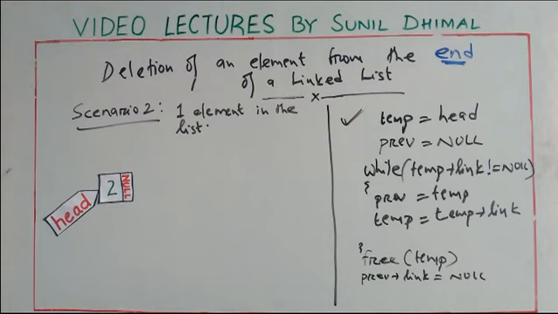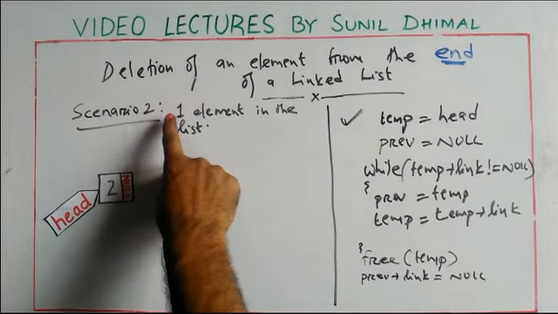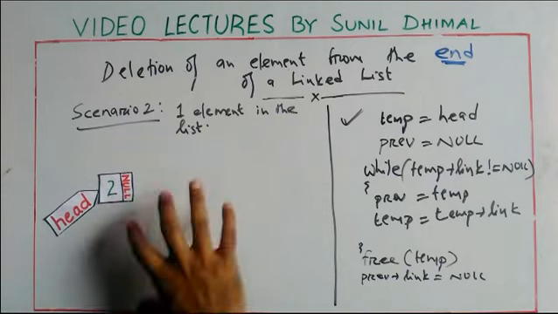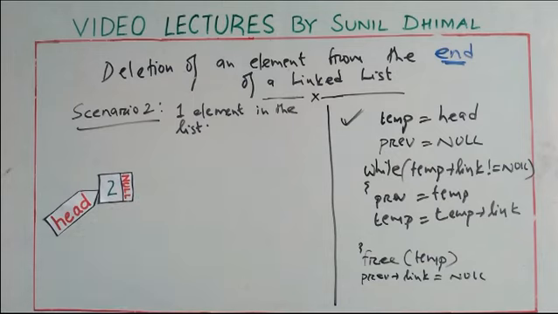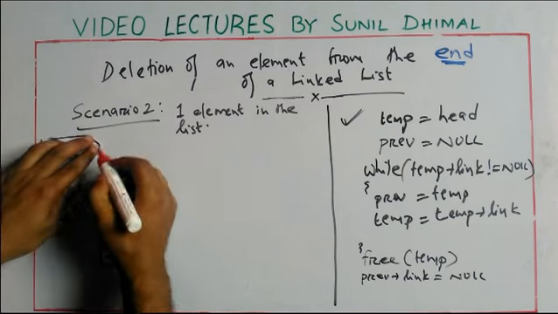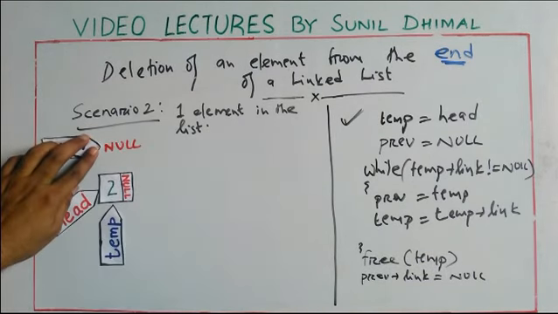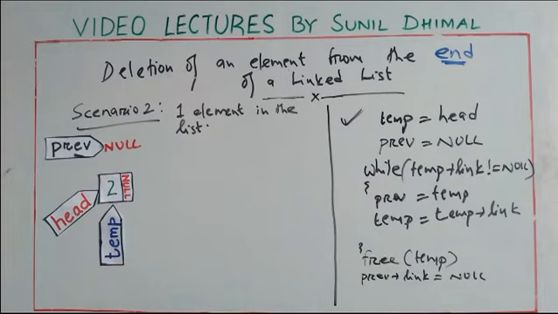Now let us talk about scenario 2 wherein we just have one element in the list. So this is scenario number 2 wherein we just have one element, that is the element with value 2 and link as null, because this is the last element as well, right? Now let's try to follow this setup. Let's make temp equal to head. First of all, temp is pointing to head, and previous is initialized to null, so it is pointing to nothing right now, right?